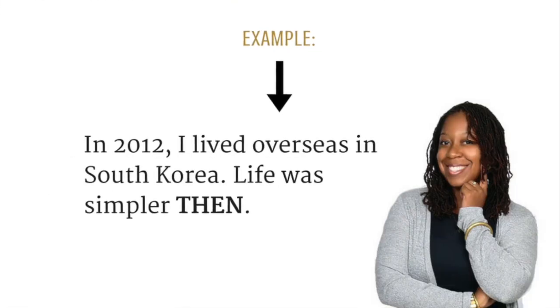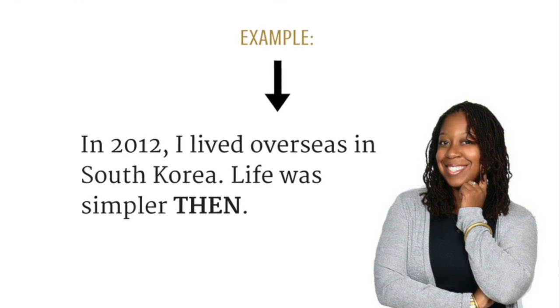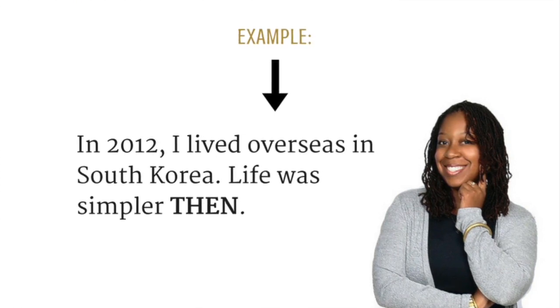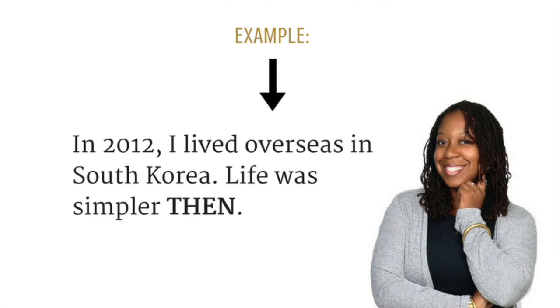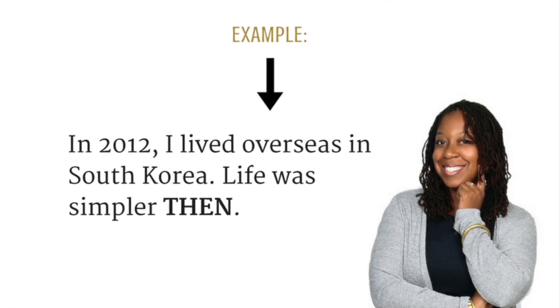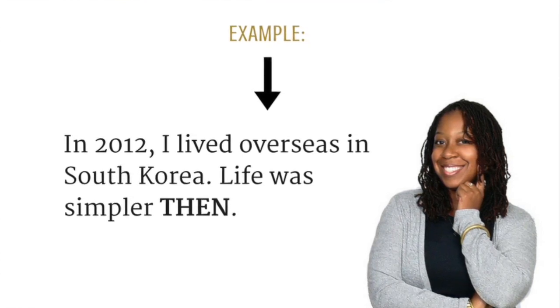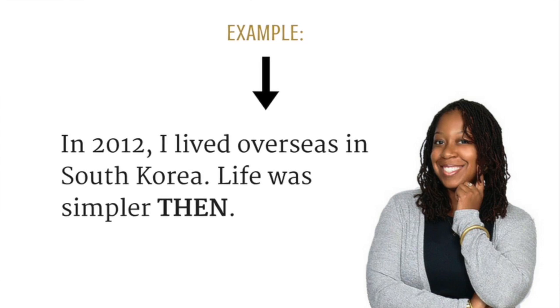Another example would be in 2012, I lived overseas in South Korea. Life was simpler then. You see how it's a point of reference and it's talking about time. That's T-H-E-N. Now let's talk about T-H-A-N, than. Than is a conjunction and a preposition, so it can act as both.